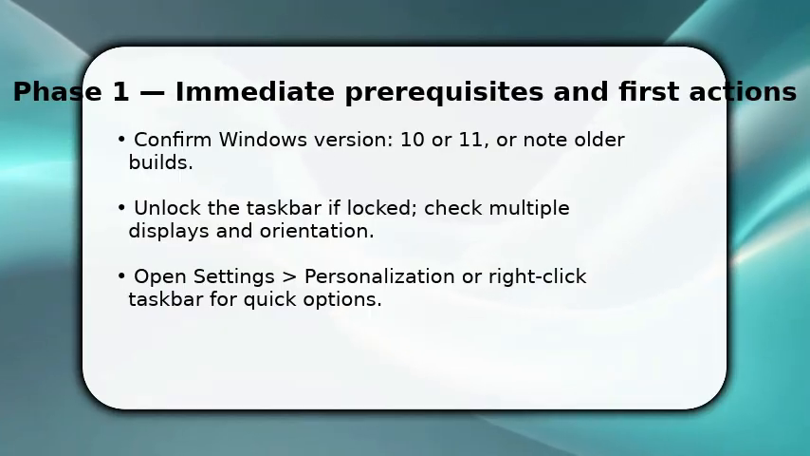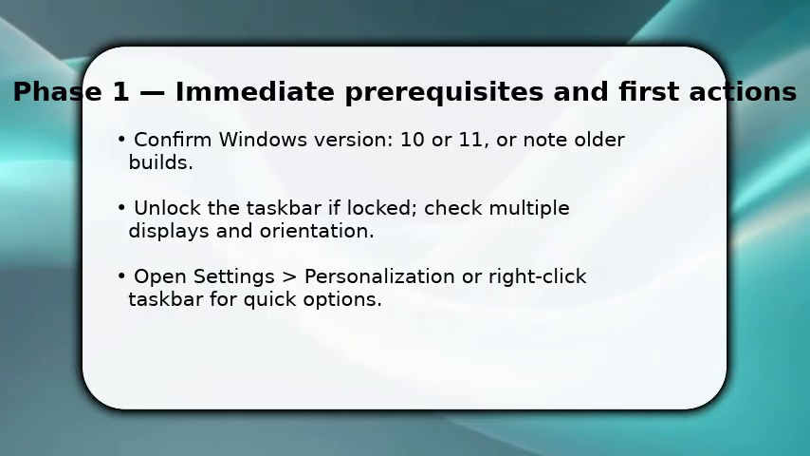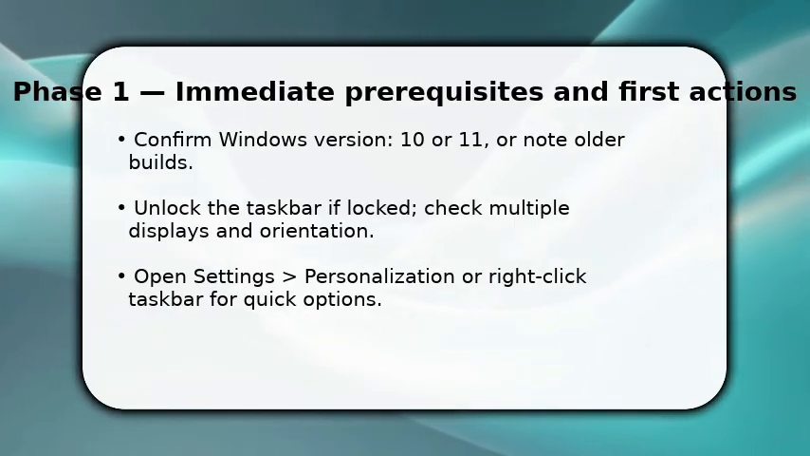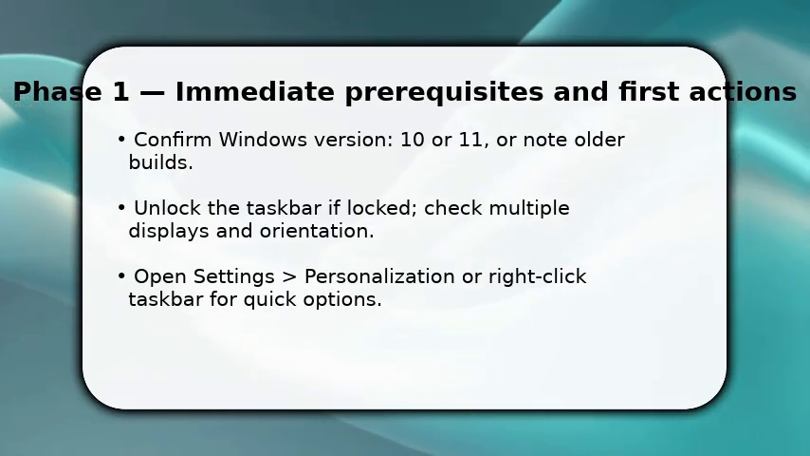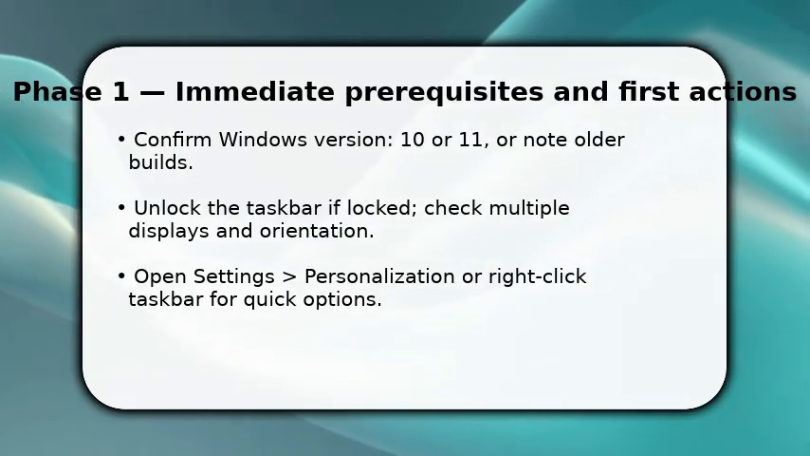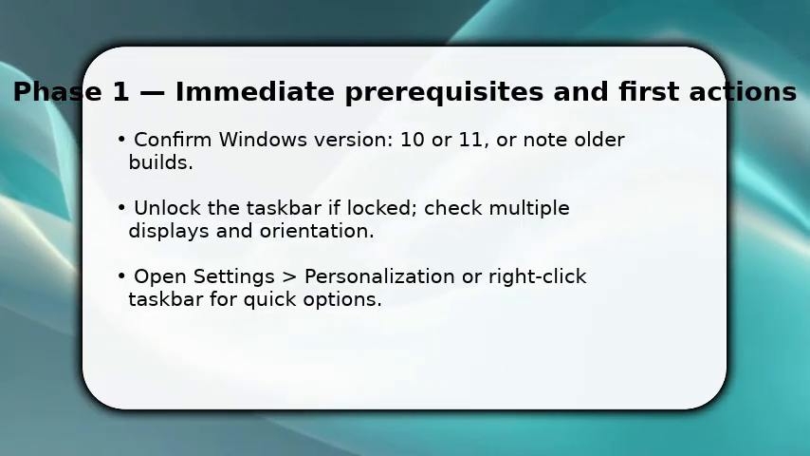You start by confirming your Windows version because the controls differ. Once done, unlock the taskbar and make sure multi-monitor is set how you want it. Then open Settings, go to Personalization, and navigate to Taskbar or Taskbar Behaviors.